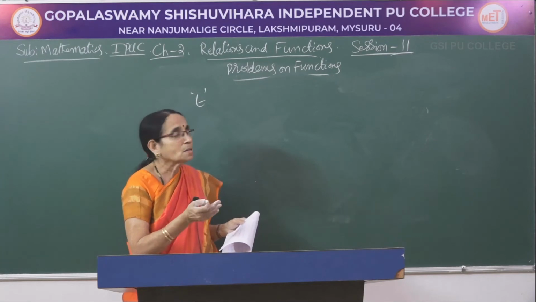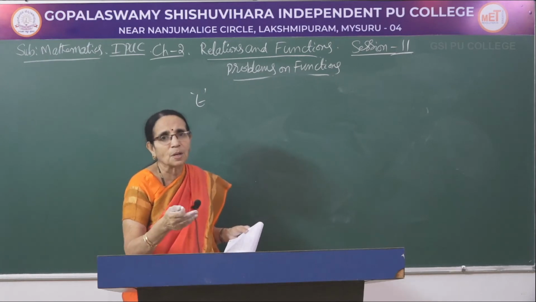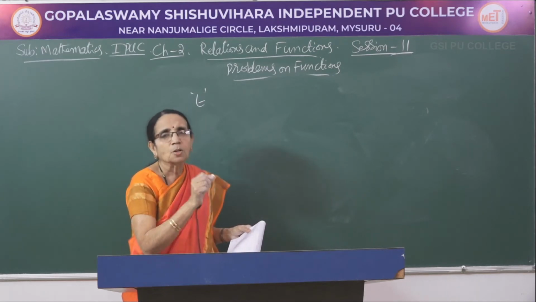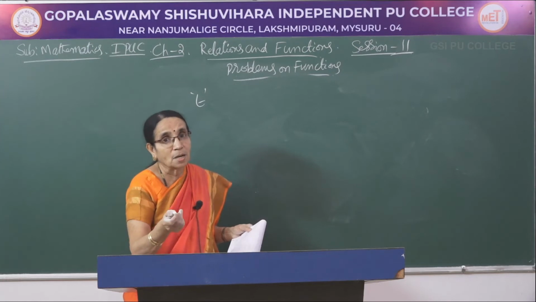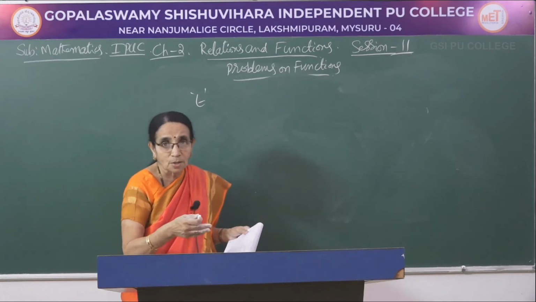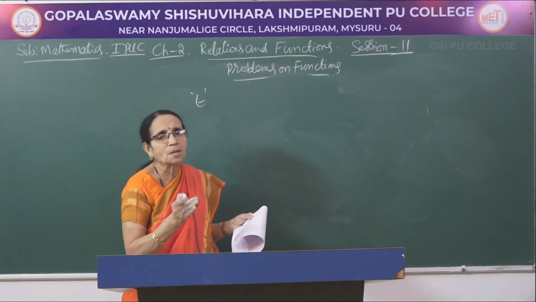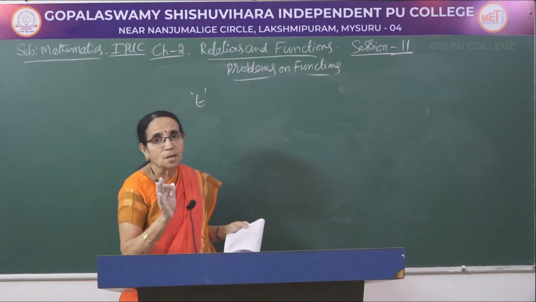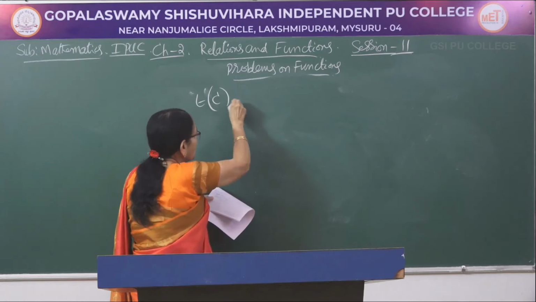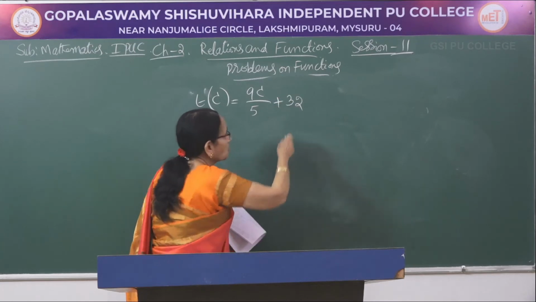Maps means, I told you already, the other word for function is mapping, or simply we say map. So, this function T maps the temperature in degrees Celsius to temperature in degrees Fahrenheit. So, it converts Celsius to Fahrenheit, by the formula T(C) equal to 9C by 5 plus 32.